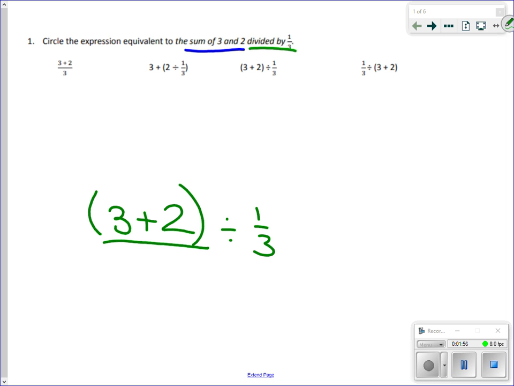Because if I don't, then I would do 2 divided by 1/3 first. Order of operations. I don't want 2 divided by 1/3. I need to do the sum of 3 and 2 first. Because parentheses, exponents, multiply, divide, add, subtract. I would divide before I add if I did not do my parentheses around 3 plus 2. So the sum of 3 and 2 divided by 1/3.